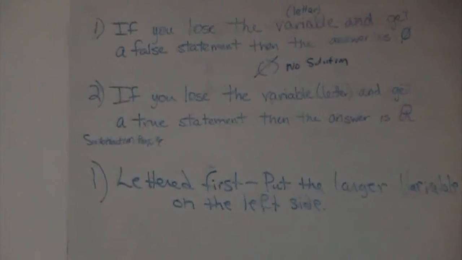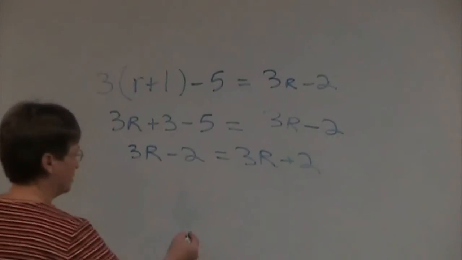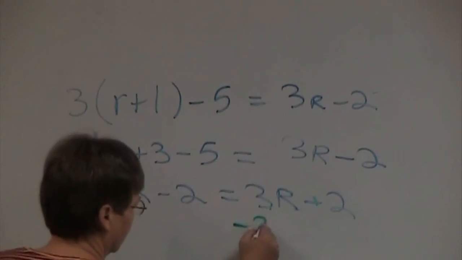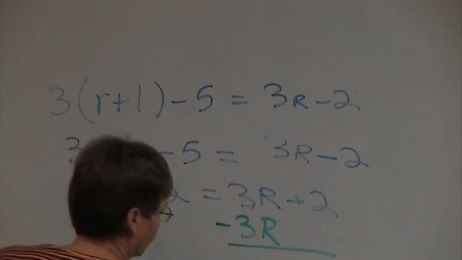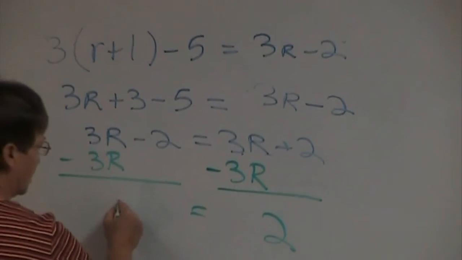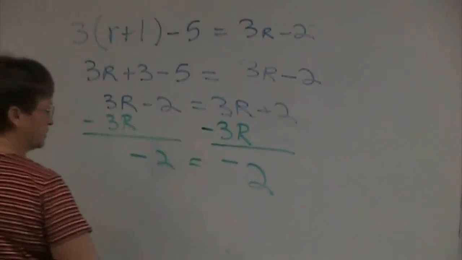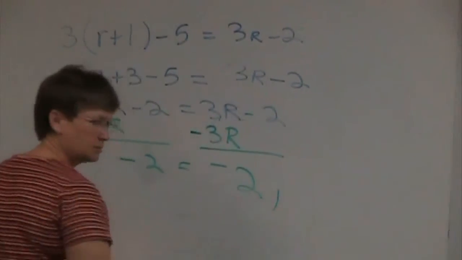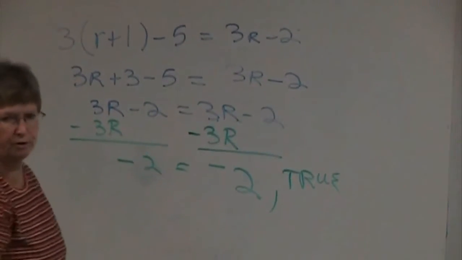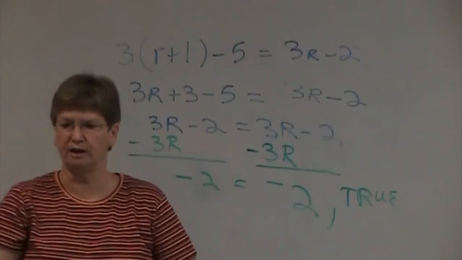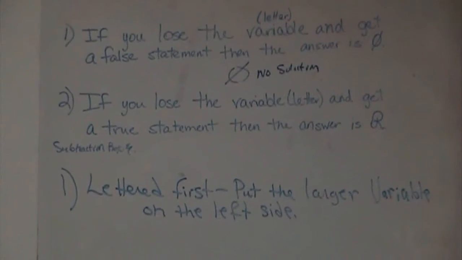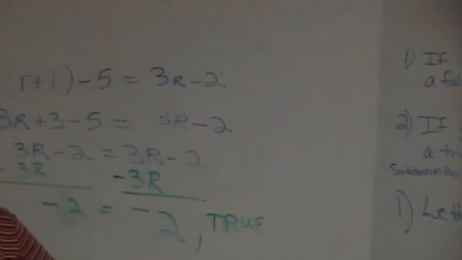Okay? Now, if you want to show how you lose the letter, watch this. How would I get this guy with this guy? Would I add it? Subtract. I would subtract it. Good. I would subtract it here. I'm left with 2 on this side. Subtract it here. Am I going to lose the letter? Yes. Now I've got negative 2 equals negative 2. Is that true or false? That's true. Negative 2 equals negative 2. That's true. So which rule is it? Rule 2. Evie, what does rule 2 say? If you lose the variable and get a true statement, then the answer is all real numbers, capital R.